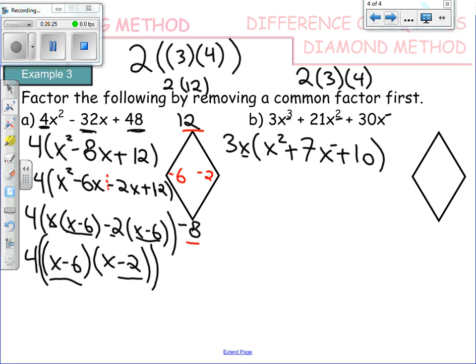What do you put at the top of the diamond? 10. What do you put on the bottom? What two numbers multiply to be 10 and add to be 7? 2 and 5. If it's 5 and 2, that's good. If it's 5 and 2, same thing. It'll give you the same answer, just in a different order. So you can flip it if you wanted. 3x, still up front.